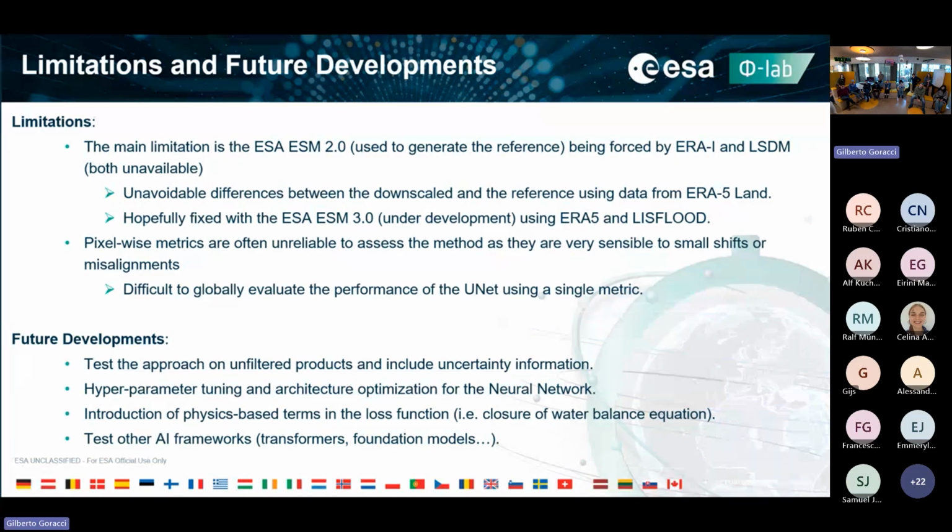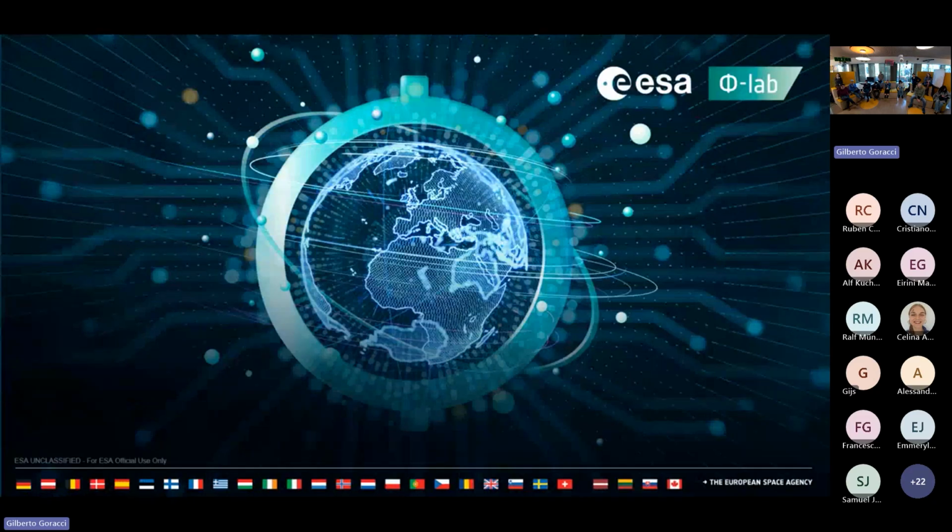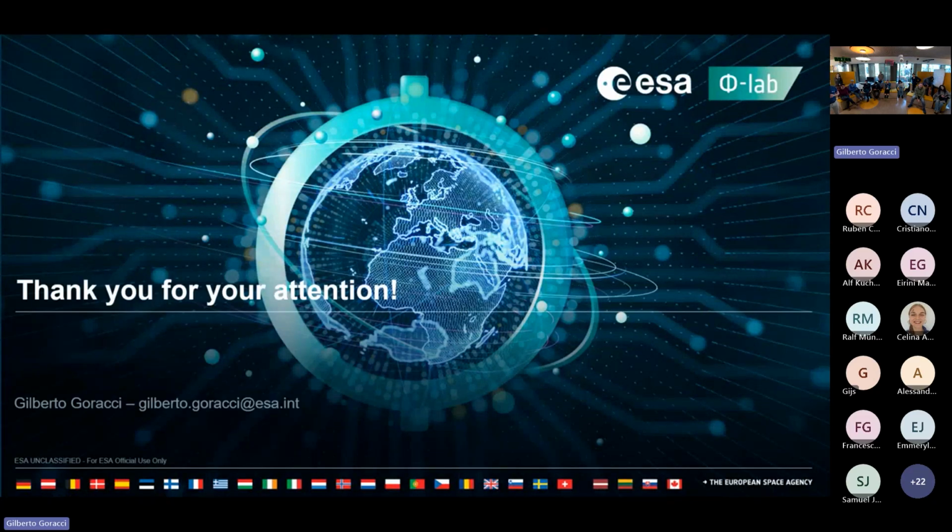And of course, one can test other frameworks like transformers or foundation models to hopefully improve the performance compared with a simpler model like a convolutional neural network. So with this slide, I conclude, and I thank you for your attention. And please feel free to ask any question, both from the live audience and the online audience.